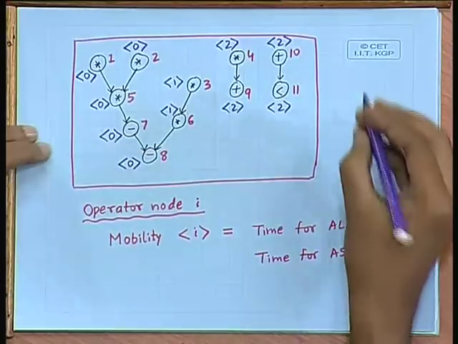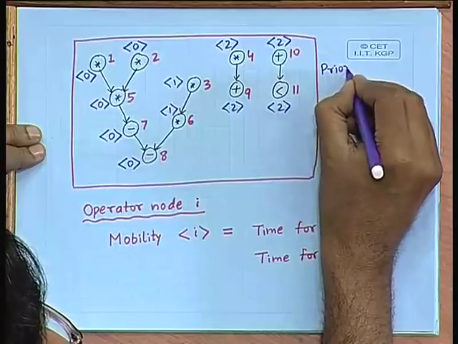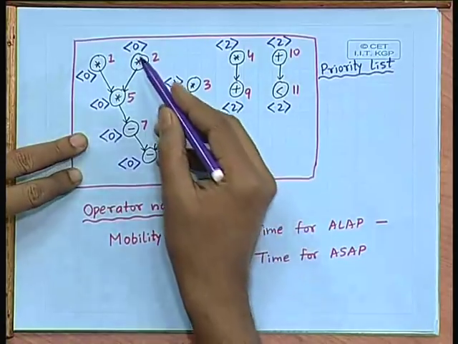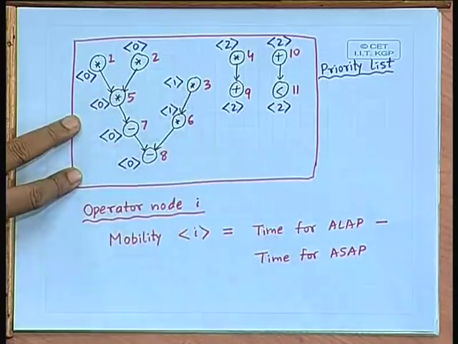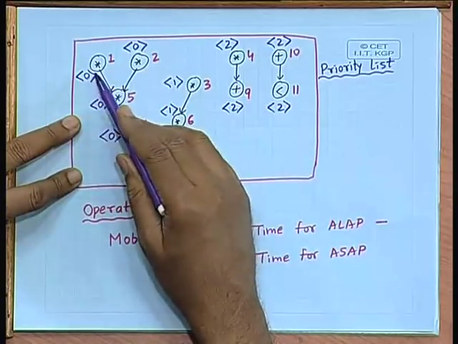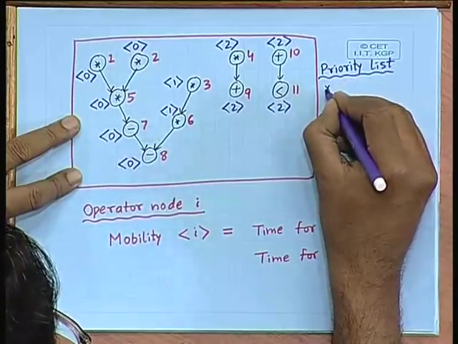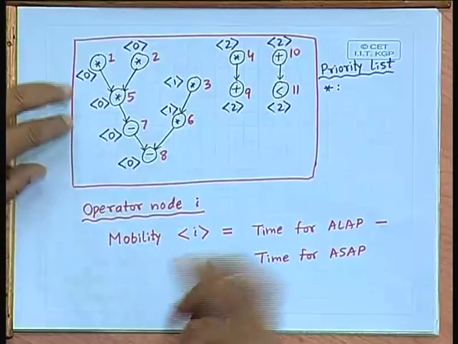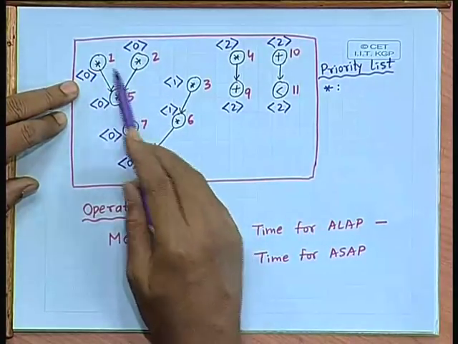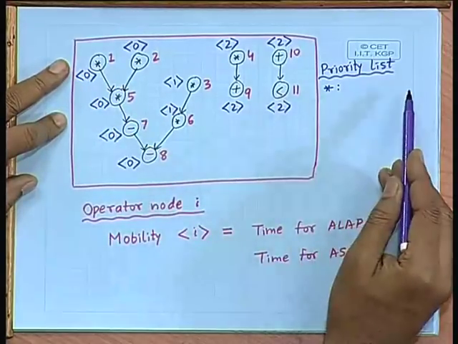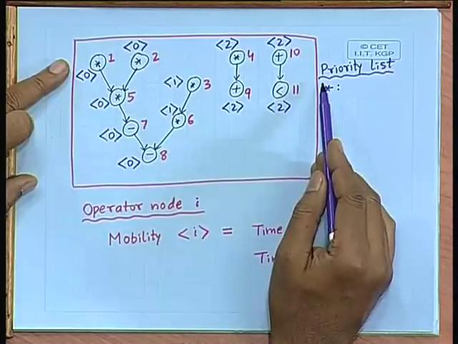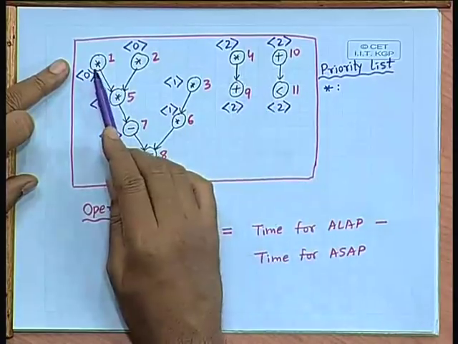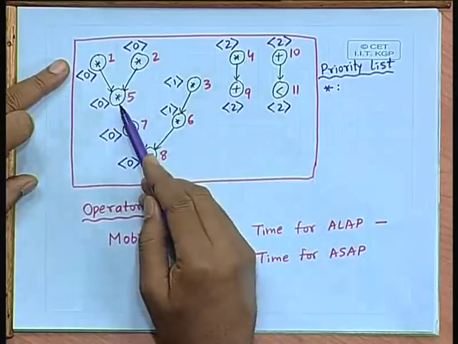Okay. So, now based on the mobility, you can construct a so called priority list. See, there are so many multiplications. For multiplication you construct the priorities, starting with the highest priority being the ones with lower values of mobility. You see there are 3 multipliers with mobility 0, but to start with, not all the multipliers are ready. The priority list will contain only those operations which are currently ready. So, there are 3, in fact 4, this 1, 2, 3 and 4, but 5 is not ready.